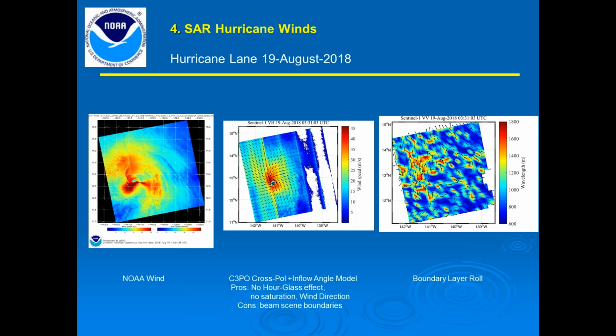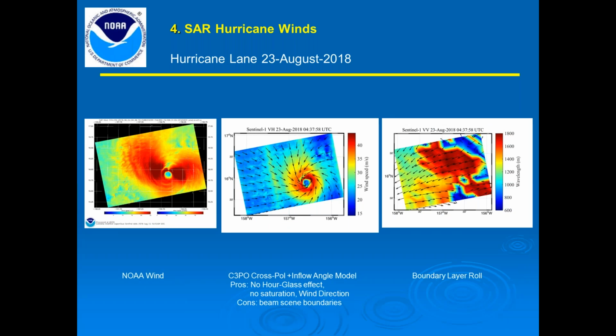For the swell waves in a hurricane system, there are two types of waves. One is the swell, one is the wind wave. Swell waves have a longer wavelength, usually the longest being around 350 meters, but those boundary layer rolls are well above 1 kilometer, so you can separate them quite easily.